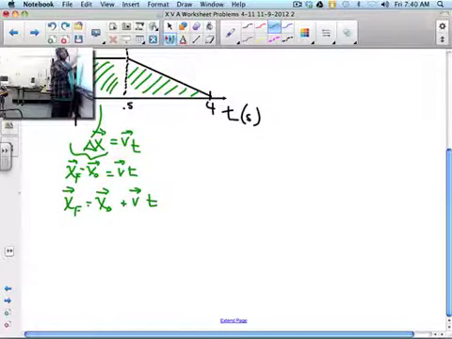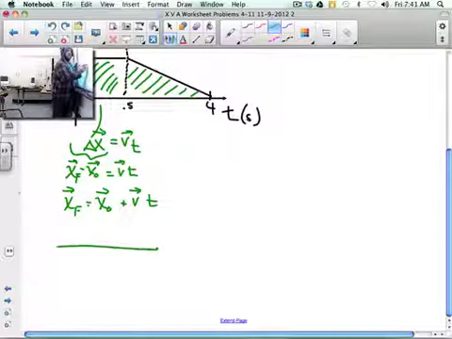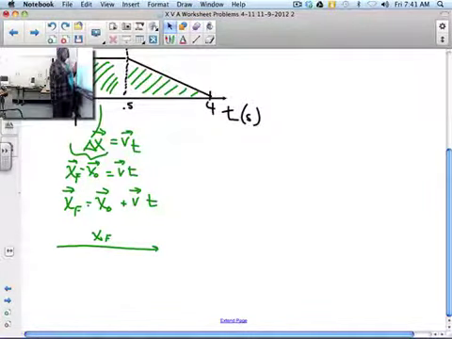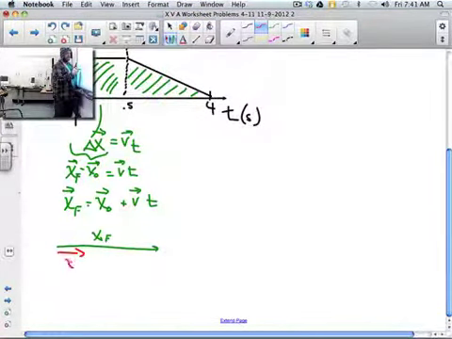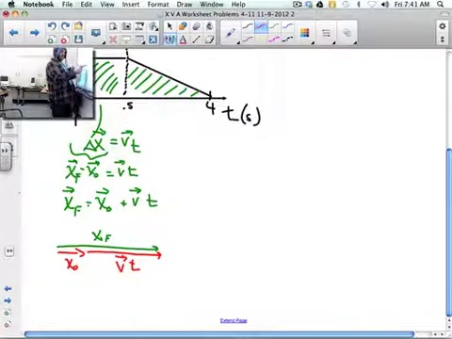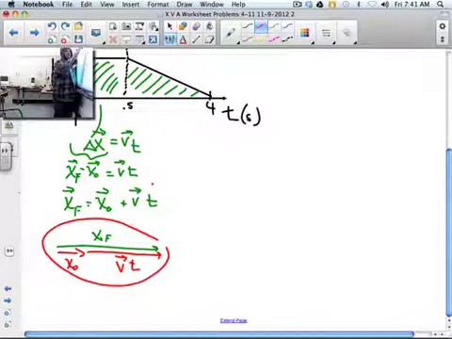Meaning that our initial position vector and our velocity times time, our velocity vector scaled by time, that should equal my final position. So if this is my final position vector, I got the initial position vector, my x naught vector, adding to my velocity vector that is changed in size by t. T just multiplies by my velocity vector to make this vector arrow bigger or smaller. So this is a graphical representation of this equation here.